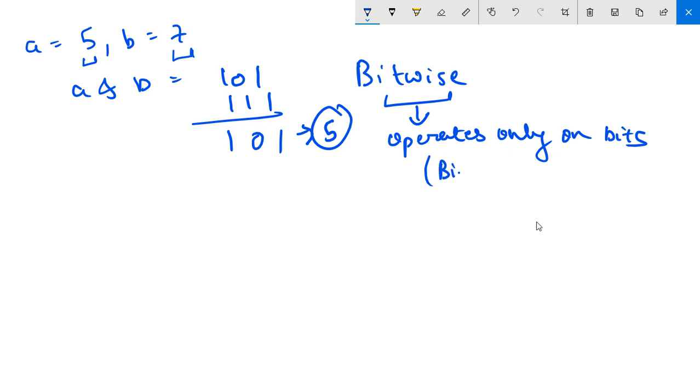What do you mean by binary representation? So these operators work on these bits. And yeah, let's look at the left shift operator now.